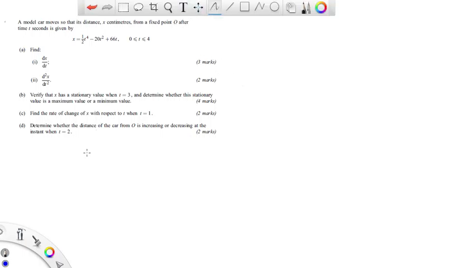Okay, here we have a good Core 1 problem about derivatives and applications. So we can't use a calculator or anything fancy. We're just going to have to use our minds. So the first part here, A1, we want to take this function and derive it. So we have that x is equal to 1/2 t to the fourth minus 20t squared plus 66t.